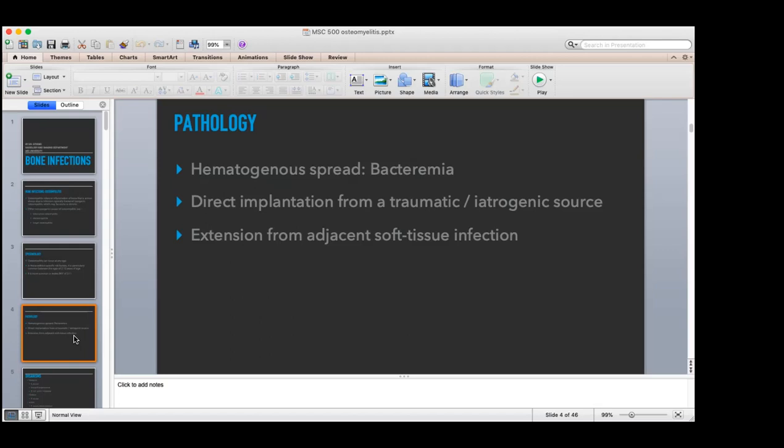It can also be iatrogenic sources. So for example, a patient who is getting a knee implant. So if that implant was not well sterilized, it can be a source of bone infection. Then you can have an extension from adjacent soft tissues. This happens especially in patients who have diabetes. So they get a diabetic foot, they get an ulcer, and that ulcer slowly gets into the bone.